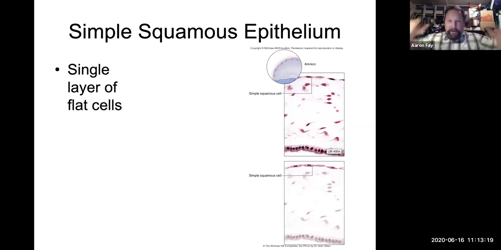When we were in utero, we had a simple squamous epithelium covering us, right? Inside of that was the amniotic fluid. Outside of that was the uterus of the mother.